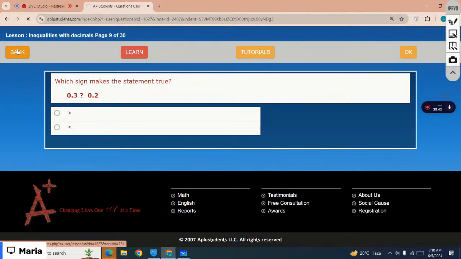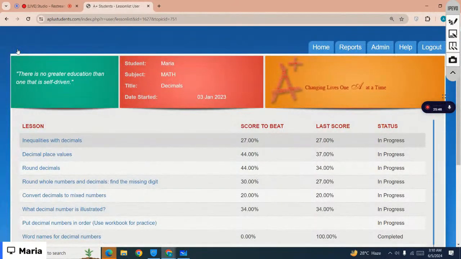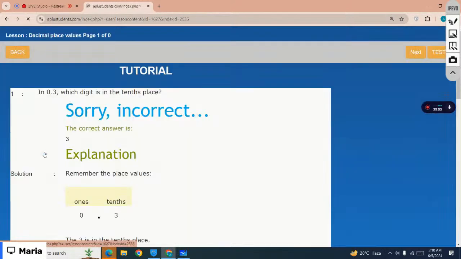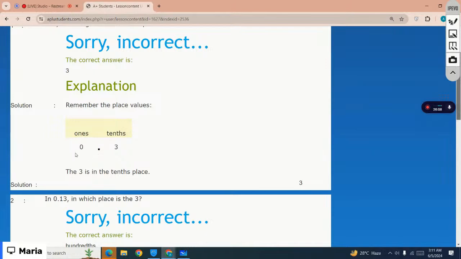The next lesson is decimal place values. So we're going to learn the place values with the decimal numbers. So let's just start with the lesson. In 0.3, which digit is in the 10th place? So basically you need to learn the place value chart, right? So here is the place value chart. The number that is before decimal is the digit that is at the ones position. The one right after the decimal is at the 10th position.